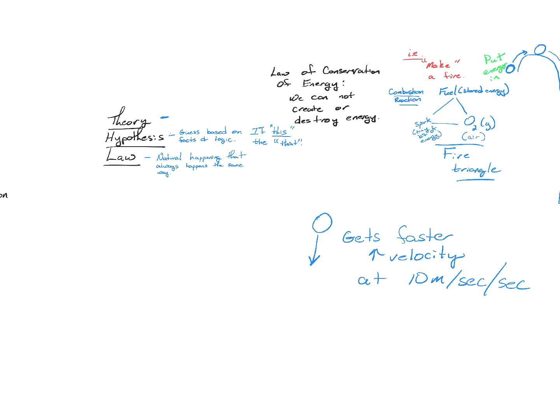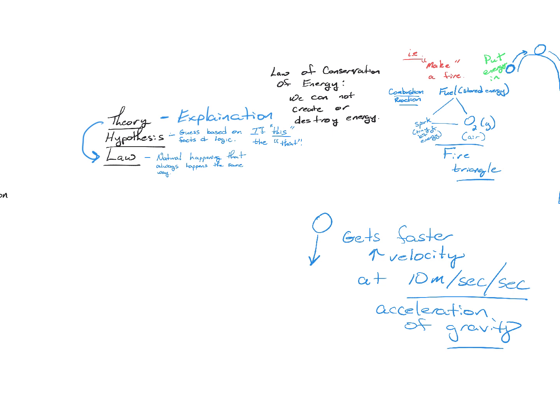That's a theory, and that theory is pretty good. It works, and we call this the acceleration of gravity. This is called the acceleration of gravity. But that's a theory. The theory explains how things fall. So it's an explanation. A theory is an explanation of a law.